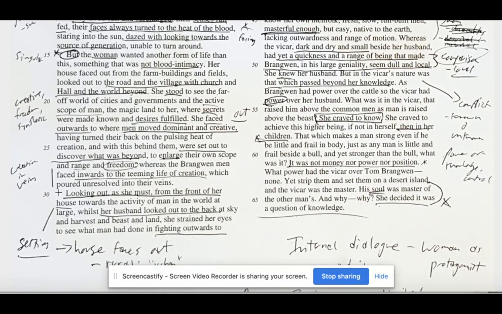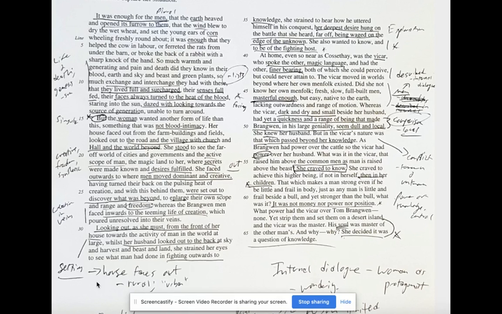Now let's look down to the third paragraph here, line 30. "Looking out as she must," again, setting, literally physically looking out, "from the front of her house toward the activity of man in the world at large, while her husband looked out the back at sky and harvest and beast and land. She strained her eyes to see what man had done in fighting outward to knowledge." So you can see, again, I've annotated here. The house faces out, we get the rural and the urban, but there's something here about actually knowledge and exploration.